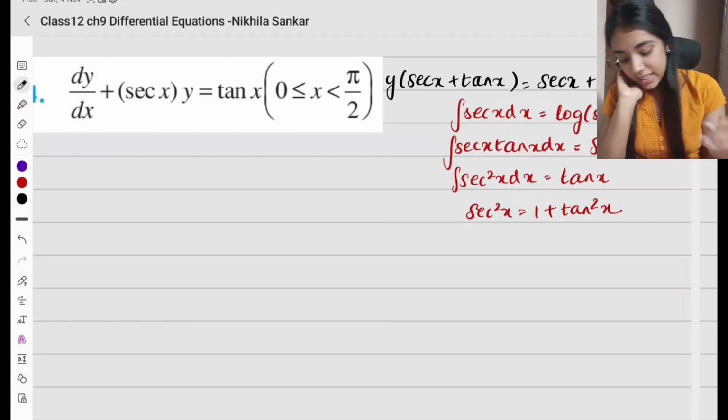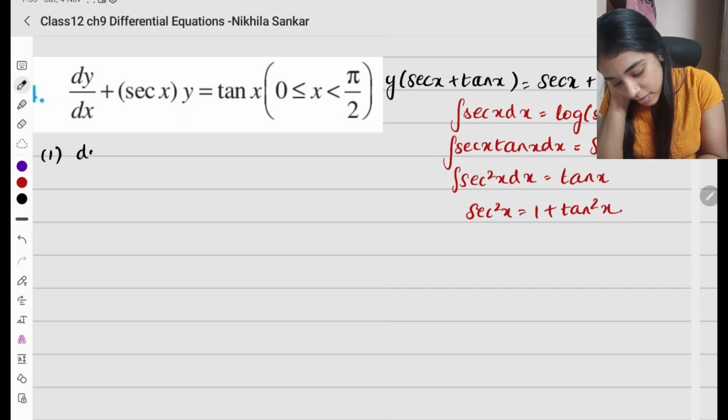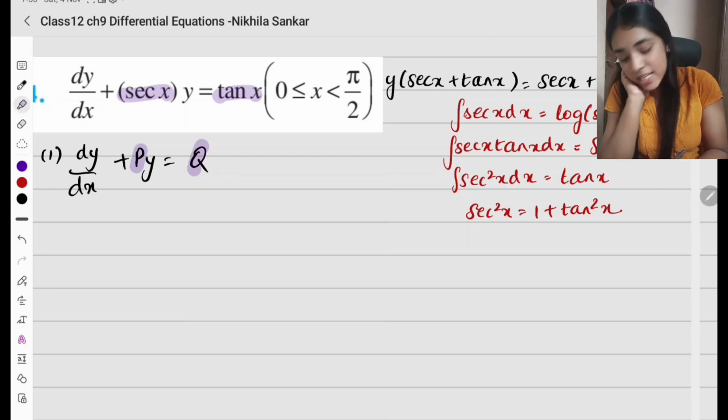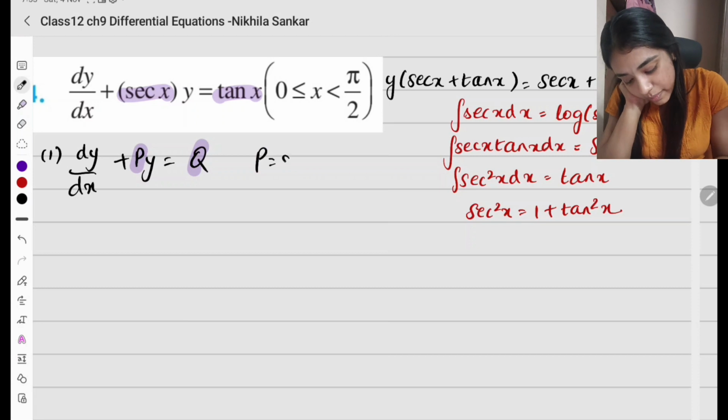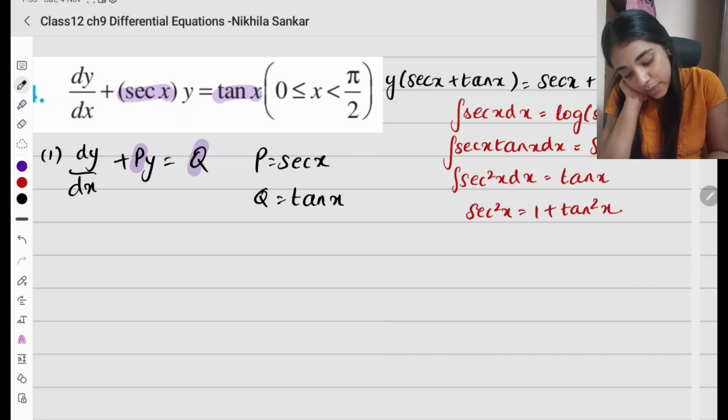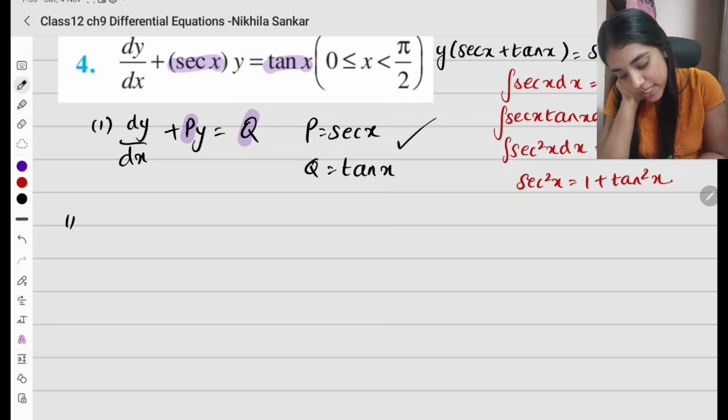Question number 4. Now, first step enna form la irukku paakanum. So, dy by dx plus py equals q. In the formula irukku, so p equals secant x, q equals tan x. So, what do I have? இந்த இடத்துல first எழுதிக்கிறேன். p equals secant x and q equals tan x.